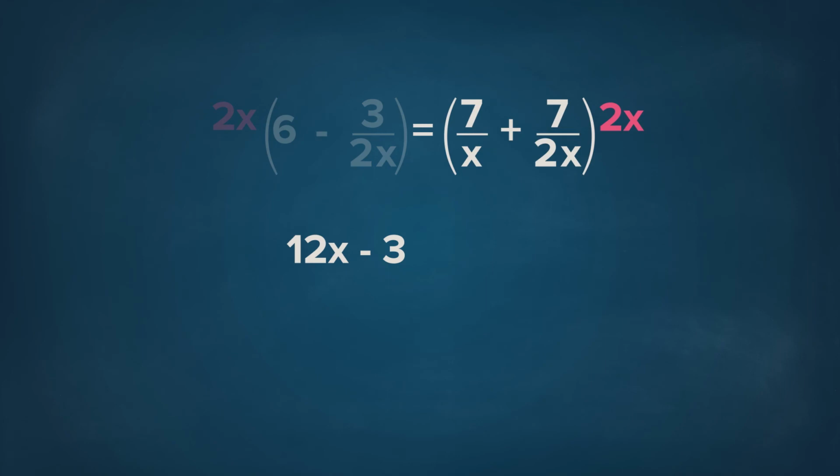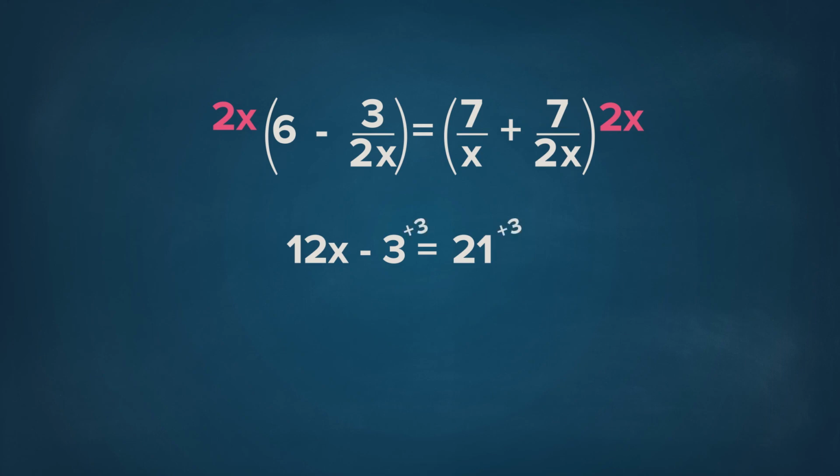On the right side of the equation, we have 2x times 7 over x. The x's cancel. Multiplication gives us 14. Now let's multiply 2x by 7 over 2x. The 2x is canceled. The result is 7. So the right side of the equation is 14 plus 7, that's 21. Now we have an equation with no fractions.